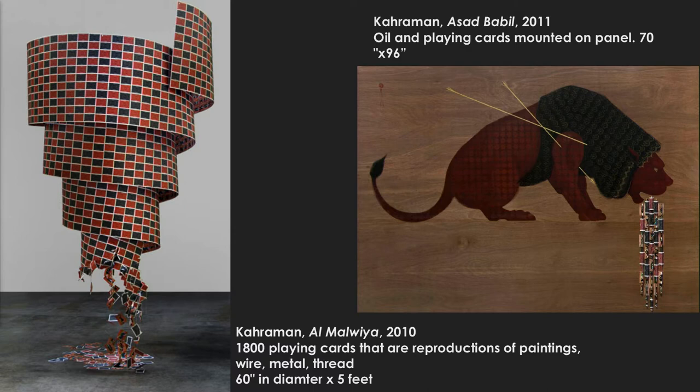In 2010, Kahraman explored the Abbasid Malwiya, an element of Iraq's heritage that has been in critical jeopardy, lacking care during the 90s, and then direct destruction through bombing and looting after 2003. She references de-Ba'athification that instigated the removal and dismantling of many important historical monuments.